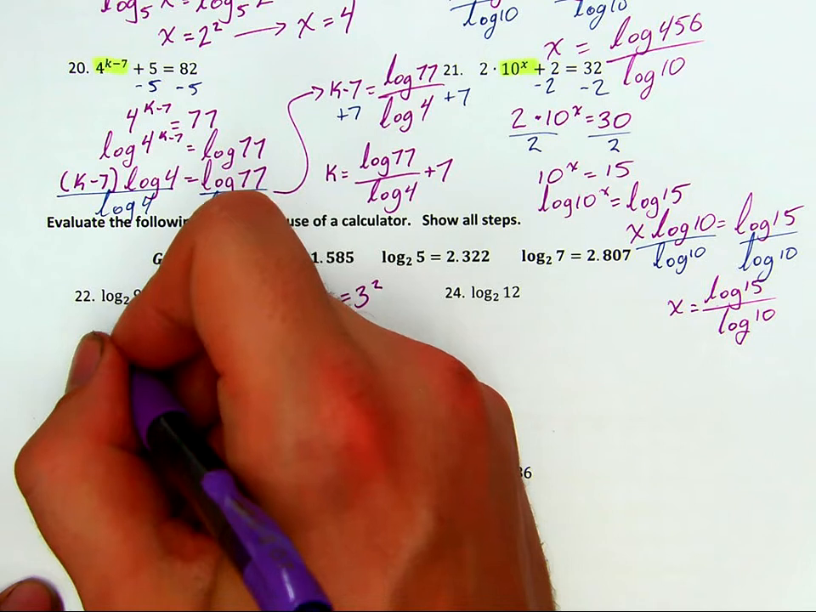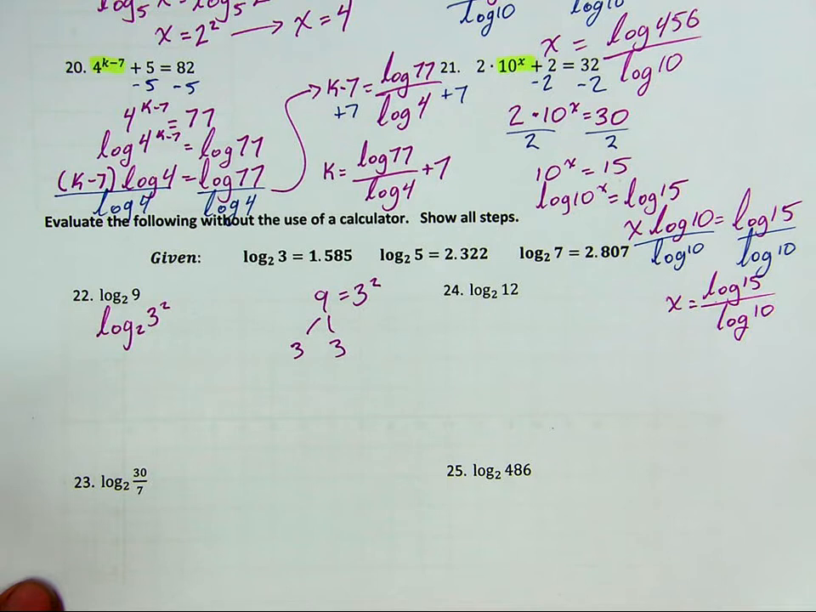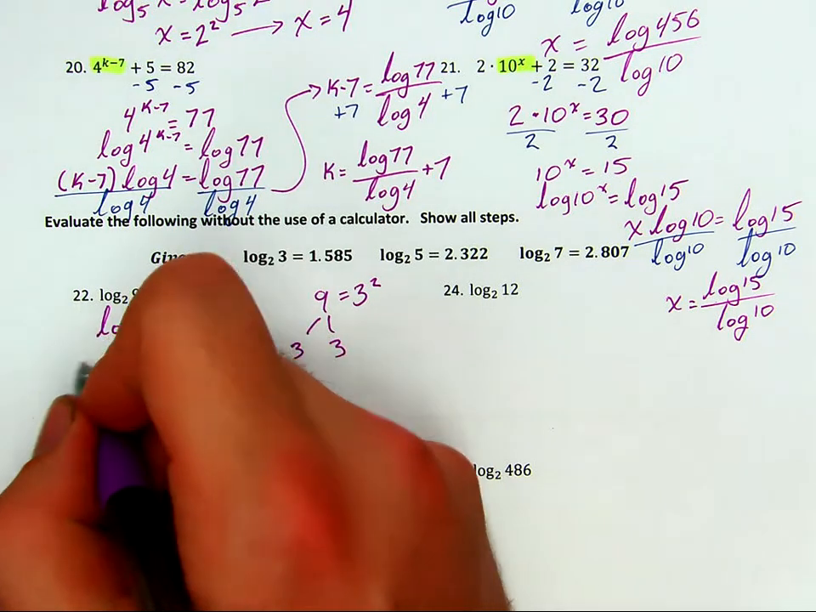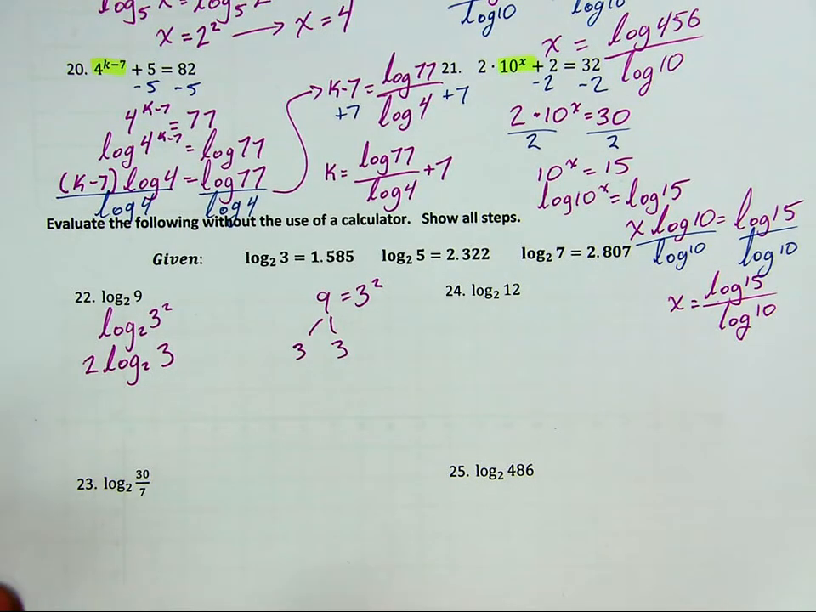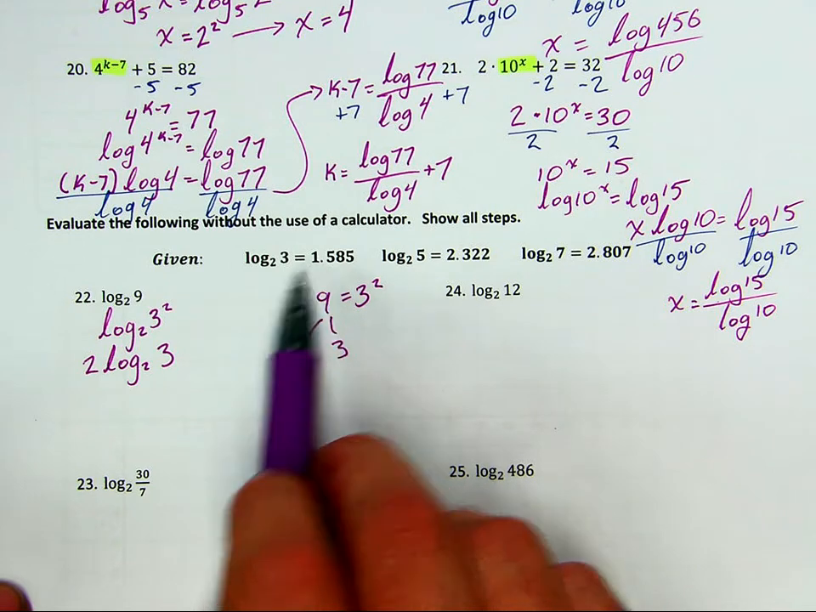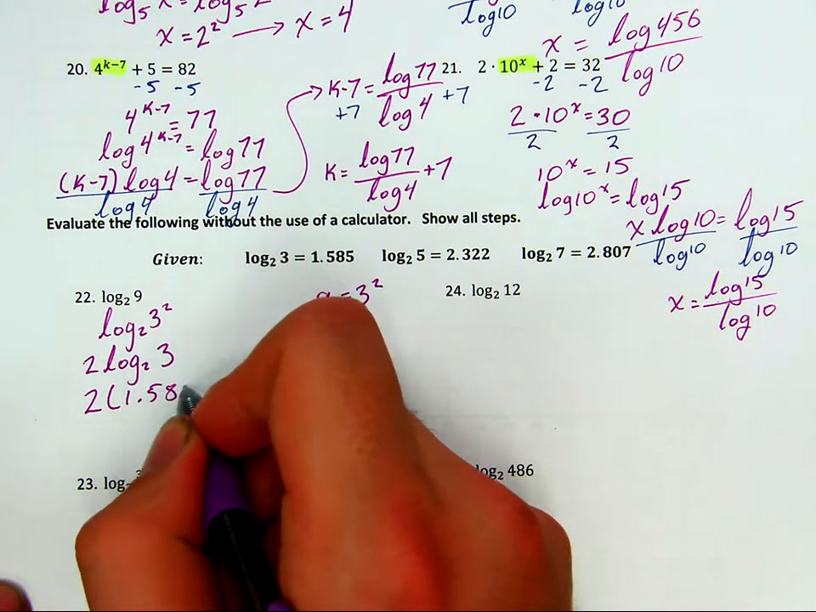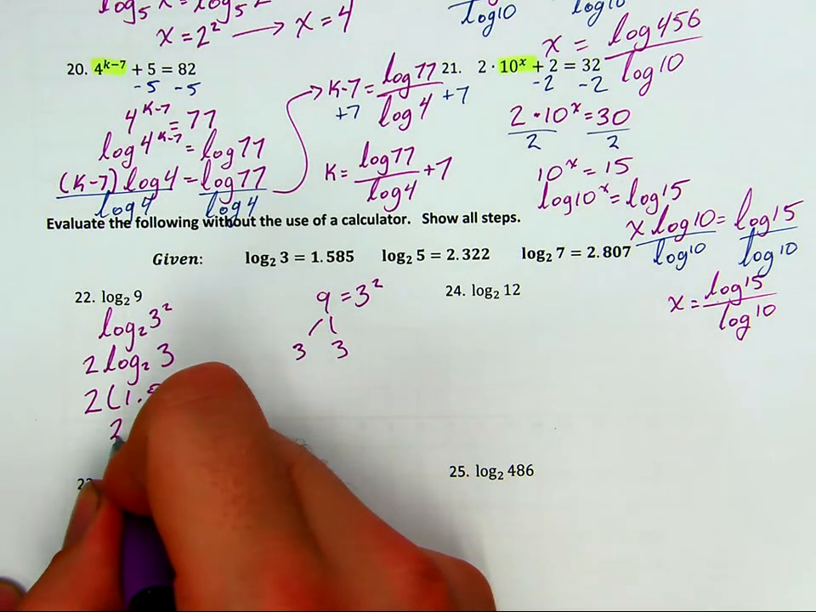Now, using that power rule, move the exponent out to the front of the log. 2 times log base 2 of 3. We know that log base 2 of 3 is 1.585. This is a number that was given to us. So replacing this log base 2 of 3 with that, 2 times 1.585. Now at this point, this is where you need a calculator to take 2 times 1.585. And when you do that, you should end up with 3.170. So that means the log base 2 of 9 is equal to 3.170.